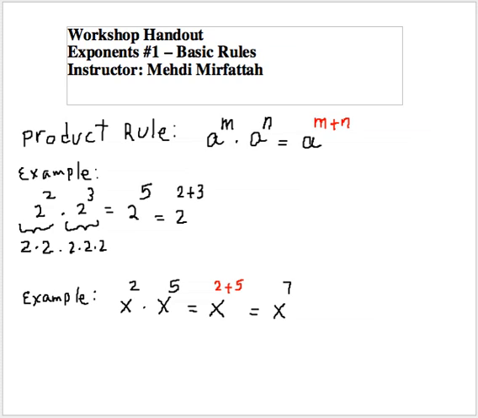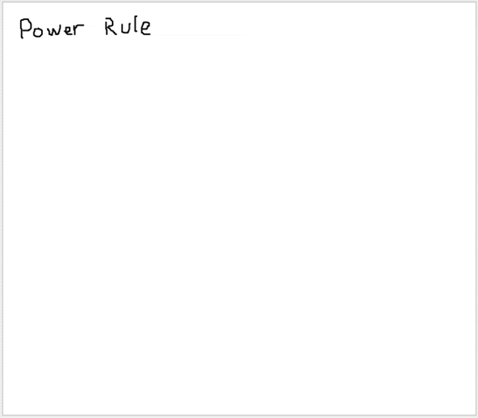All right, great. So let's move on to the next thing. We were talking about the power rule, and that is when we have a to the power of m, and then the whole thing to the power of n. Let's take a look at the example again. If I have 2 to the power of 2, and then raise this to the power of 3.